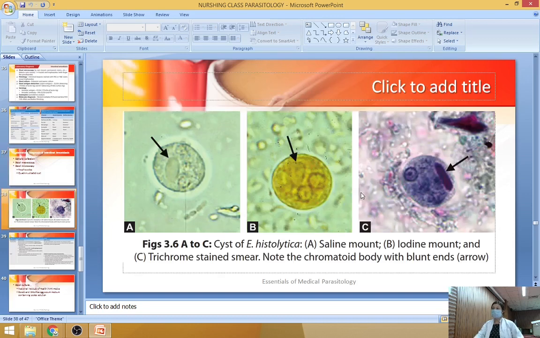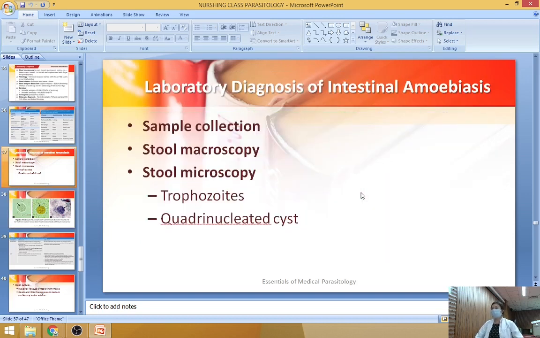Sample collection. First of all, how do you collect the sample? For collection of the sample, we require a clean wide-mouth bottle. Then we have to tell the patient to collect their stool. After collection of the stool, we have to close it very nicely. Then we have to take it to the laboratory. The ideal time is that we have to examine it within 30 minutes.